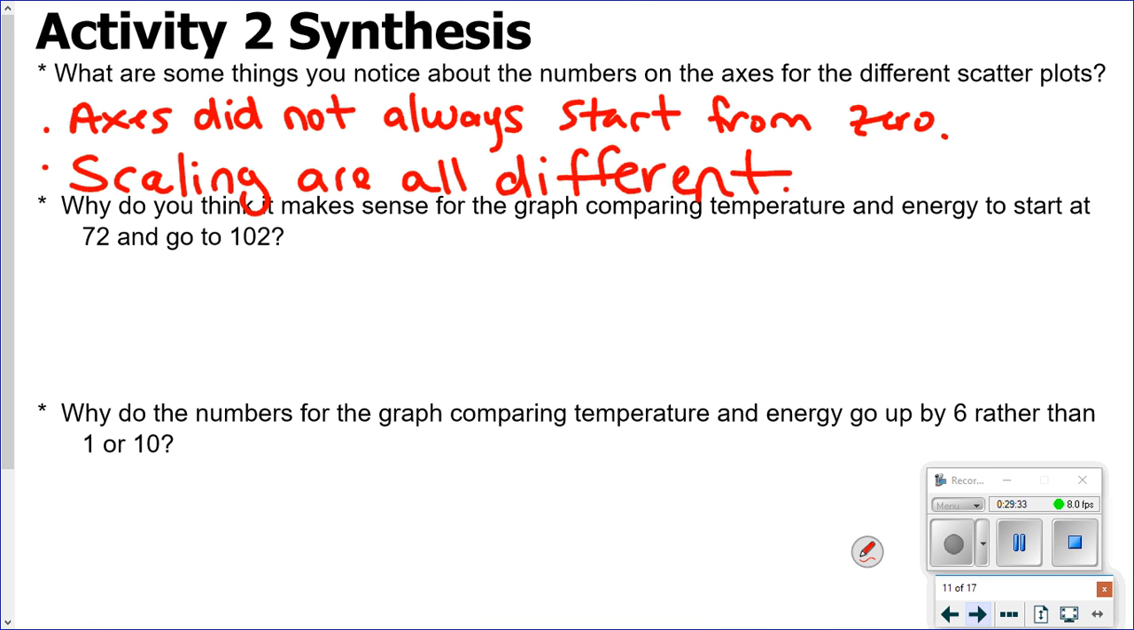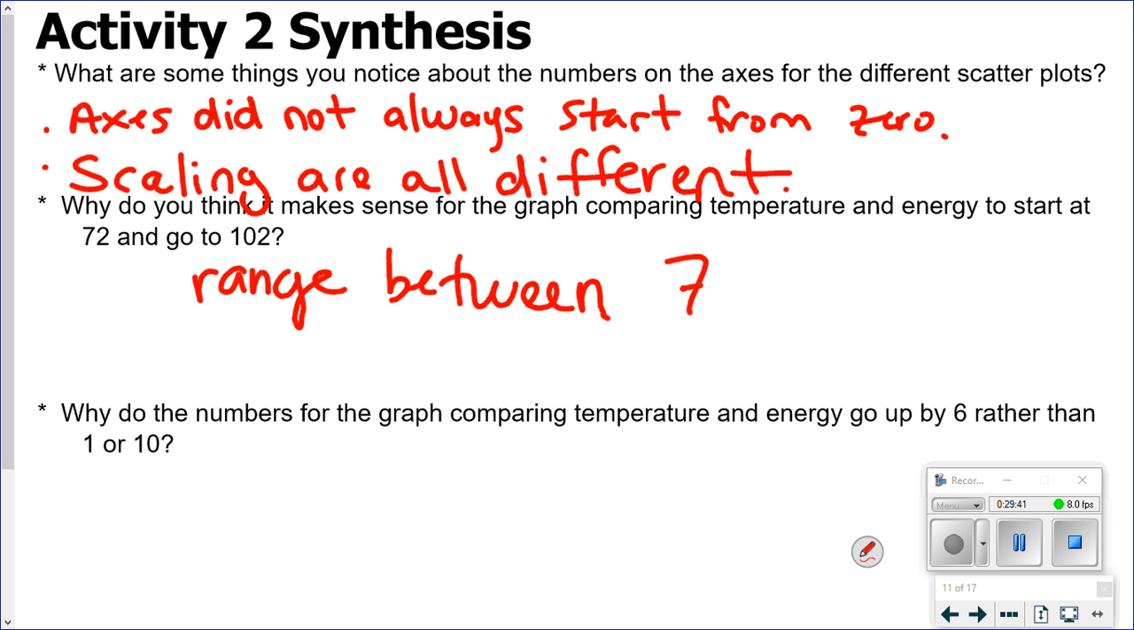Okay, so the range of this data falls between these numbers, more specifically the lowest of 77 and the highest of 100. So they picked numbers so that all those numbers would fall between 72 and 102.